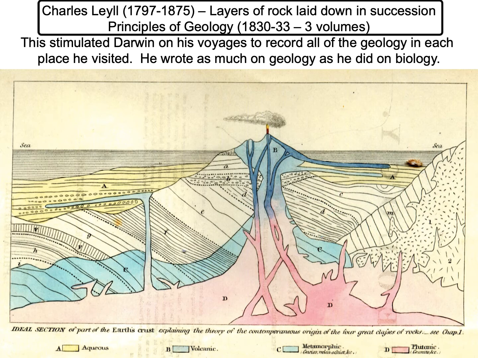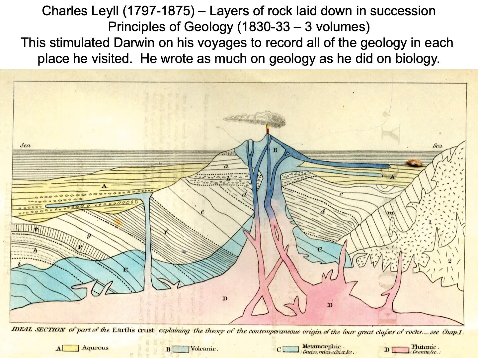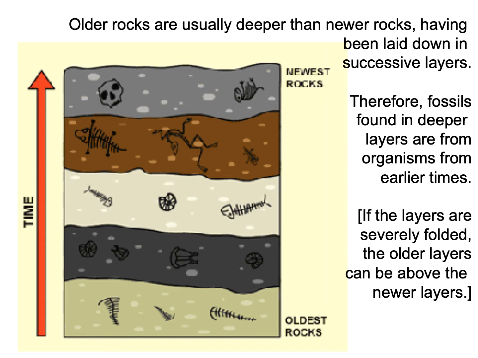Now, they can be folded, so that can be reversed, but in general, the deeper you go in the strata, the further back in time you can go. So essentially, you can do a little time travel, so to speak, by digging through rock layers. And this also implies that the organisms, the fossils that you find, are also laid down with those layers, so that the fossils in the deeper layers are organisms from earlier times, and the fossils closer to the surface are generally those that are more recent.